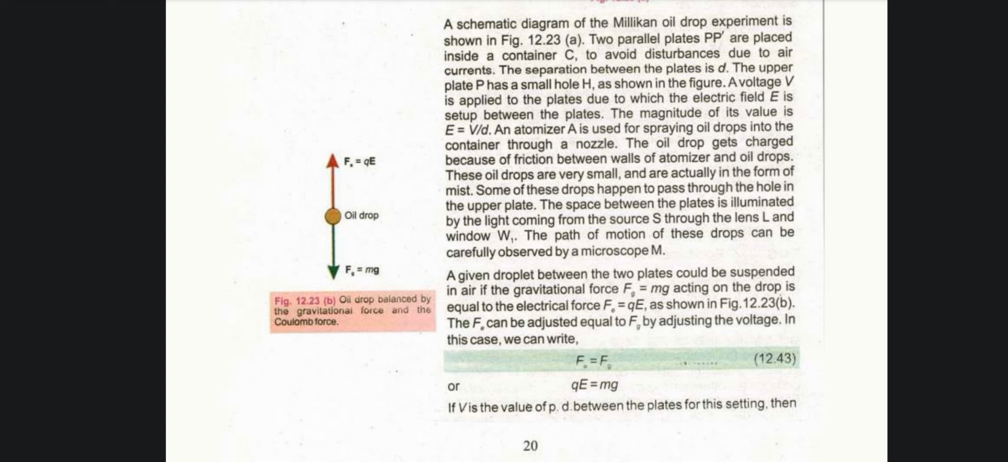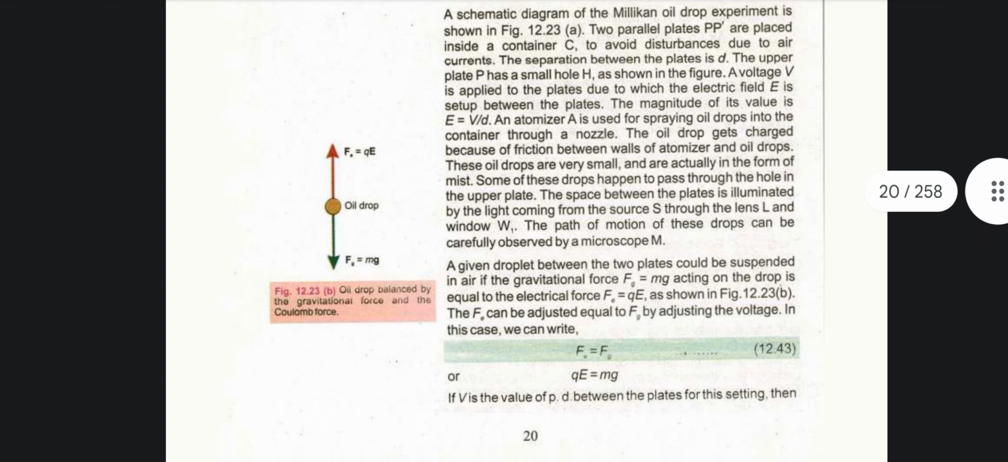An atomizer A is used for spraying oil droplets into the container through a nozzle. The oil drops get charged because of the friction between the walls of the atomizer and the oil drops. These oil drops are very small and actually in the form of mist. Some of these drops happen to pass through the hole in the upper plate. The space between the plates is illuminated by the light coming from the source S through the lens L and window W1. The path of the motion of these drops can be carefully observed by a microscope M.